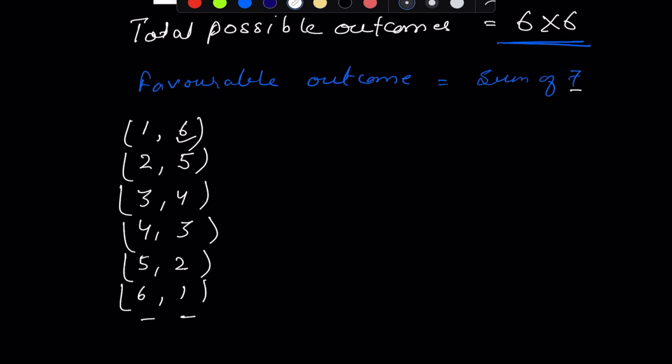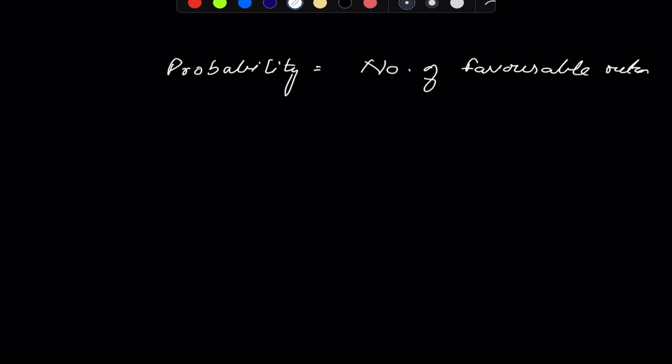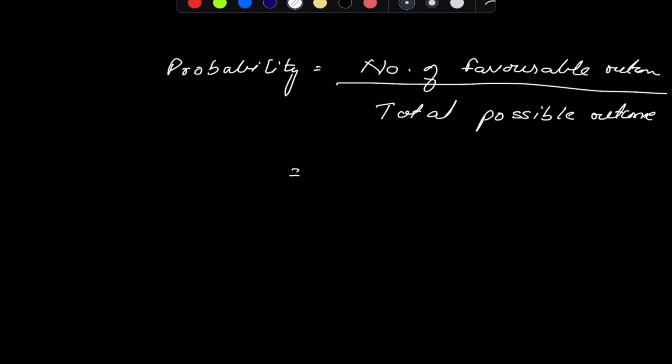Now let's calculate the probability. The formula for calculating probability is the number of favorable outcomes upon total possible outcomes. So the number of favorable outcomes is 6 and total possible outcomes is 36. So probability is 1 upon 6, or in percentage it is 16.67%. So there is a 16.67% chance that we can get a sum of 7 when we roll 2 dice.